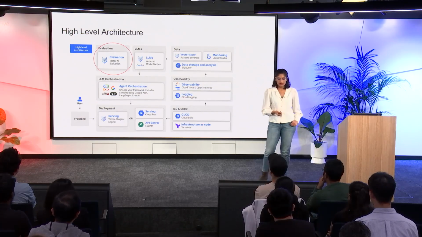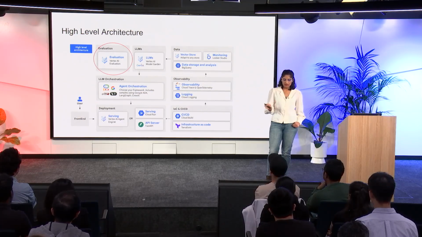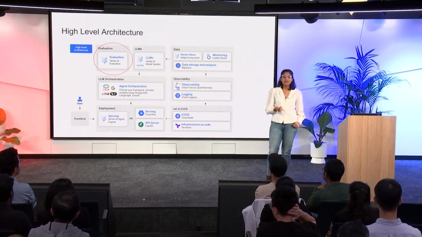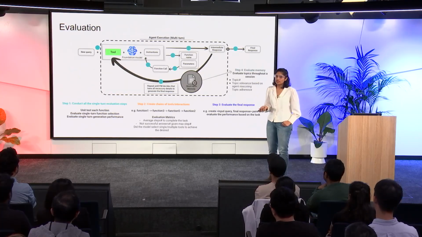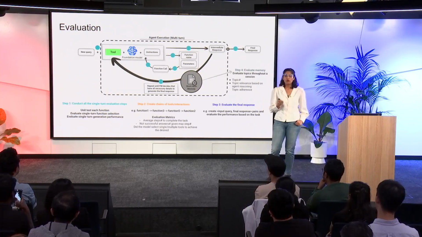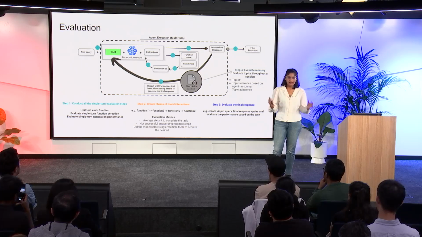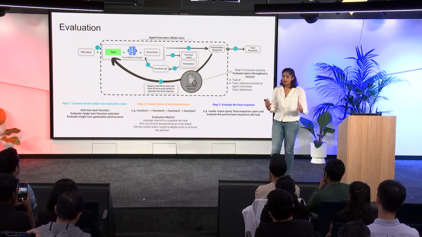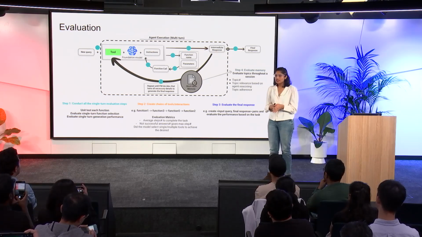So let's talk about evaluation first, because we'll cover each of them one by one. I think one of the most important parts of developing an agent is knowing the success criteria. Once I develop this agent, what does good look like?